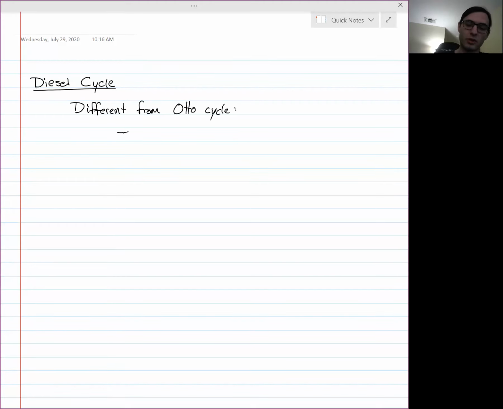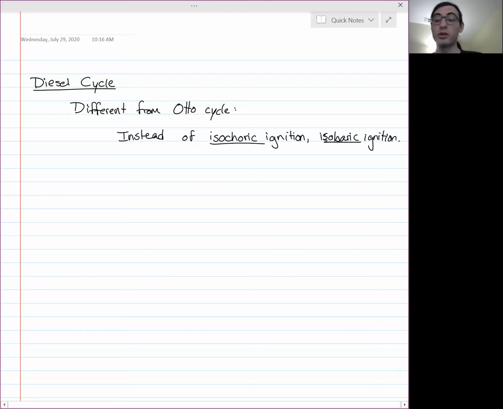So the difference is that instead of an isochoric ignition, the diesel cycle has an isobaric ignition. And that's the only difference. So if you go back and look at the PV diagram for the Otto cycle, the place where you have ignition, where the heat comes in, instead of being a vertical line, becomes a horizontal line. It's the only difference.